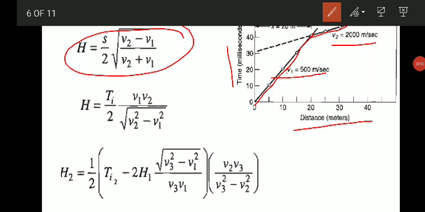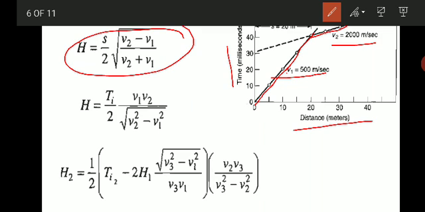So here v1 and v2 are the velocities of propagation through the earth and the rock layer respectively. Using the intercept time, that is t1, the depth h can be calculated by the next equation: h is equal to t1 divided by 2, into v1 v2 divided by the square root of v2 square minus v1 square.